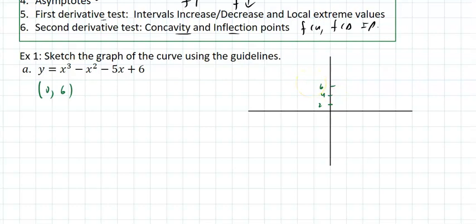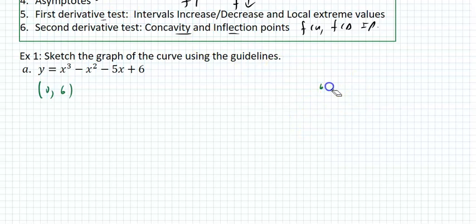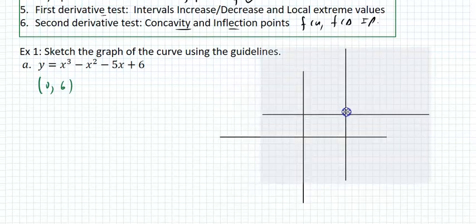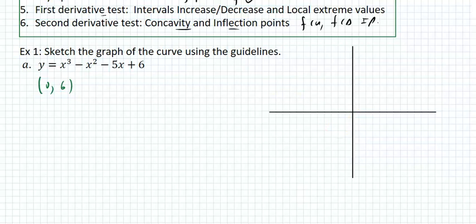Actually, let me change the grid. That would be better. Let me make it a smaller grid. Okay, that would be a lot nicer. So now I would say the graph passes through (0, 6). That's what I know so far.